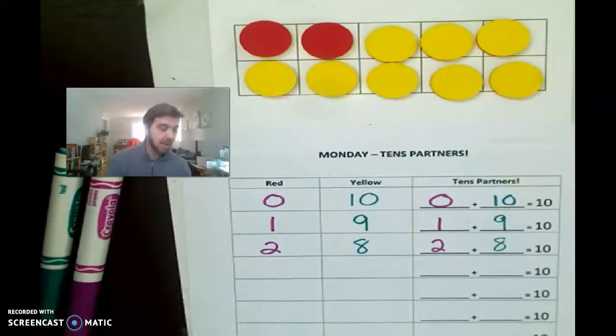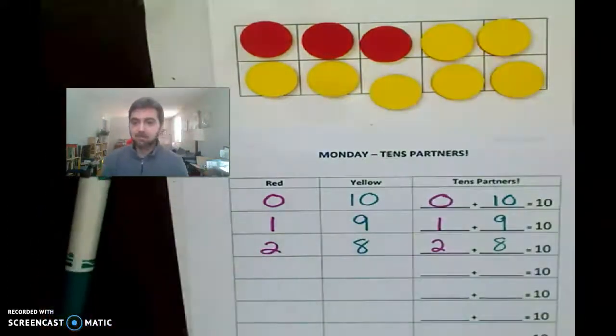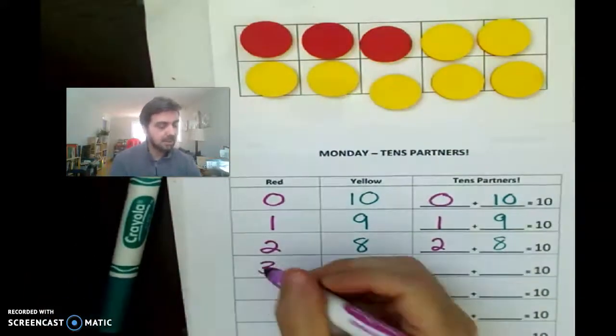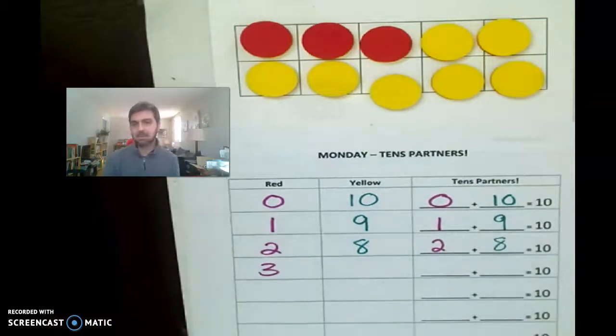10, 10, 10. All right, let's flip another one. Now we have 3 reds. And now I want you to figure out how many yellows are there and write that down. Okay? So go ahead and do that. And then when you come back, we'll be ready to go.